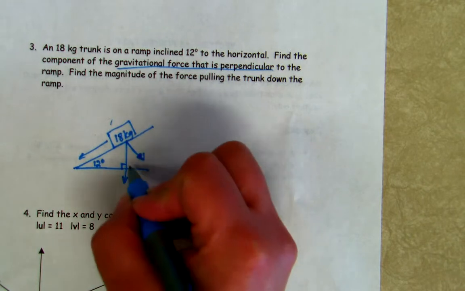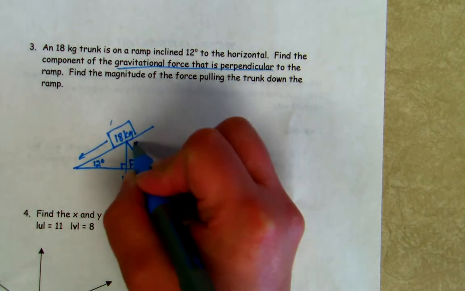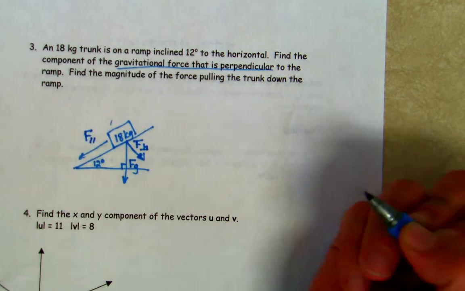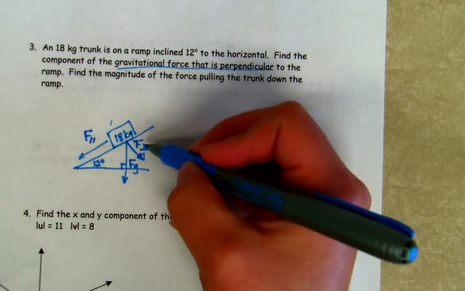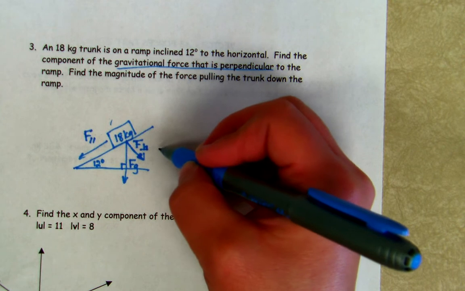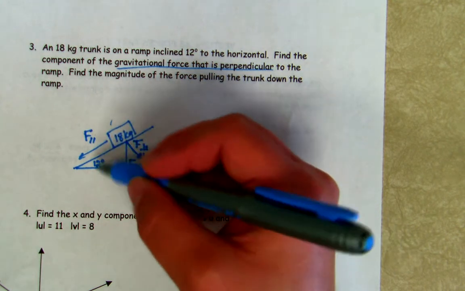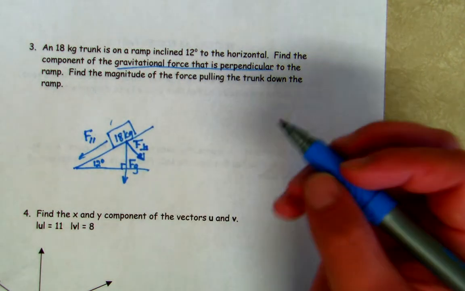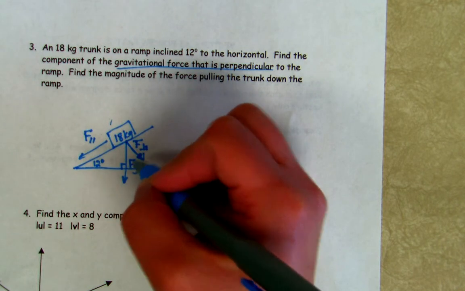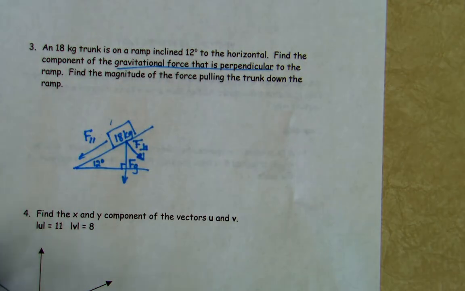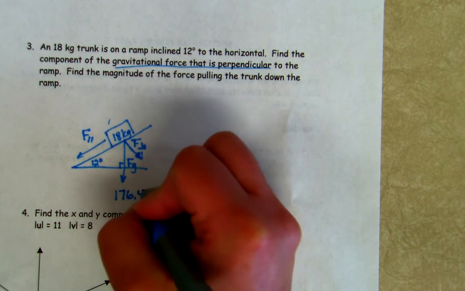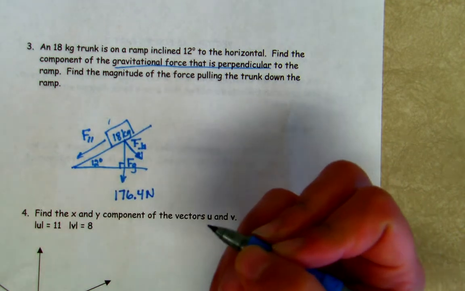So now, this is force of gravity, this is the force perpendicular, and this is the force parallel. So I just use a perpendicular symbol and a parallel symbol. You could do PER for perpendicular and PAR, whatever notation you want to do to keep it straight in your head. I can find out the actual force of gravity. This FG is going to be 18 times 9.8, so it is 176.4 newtons.